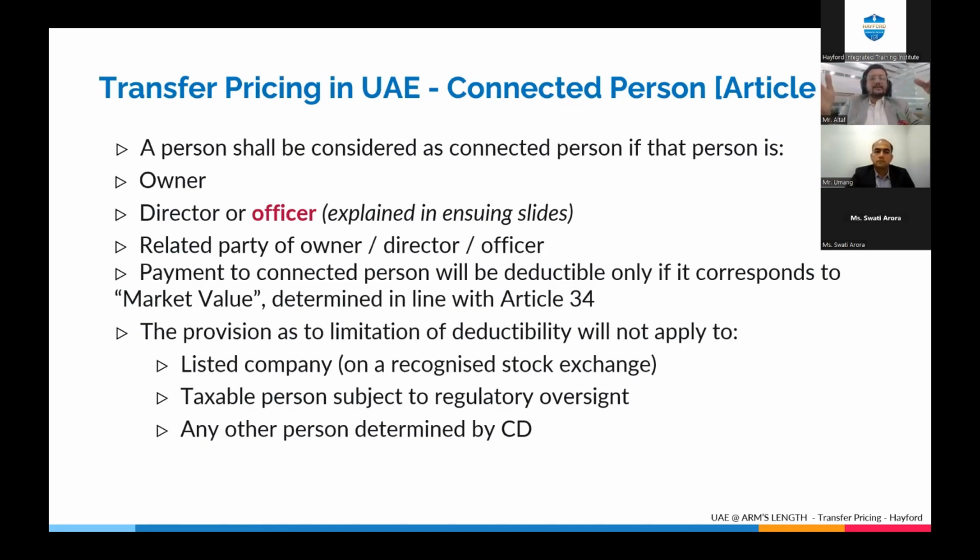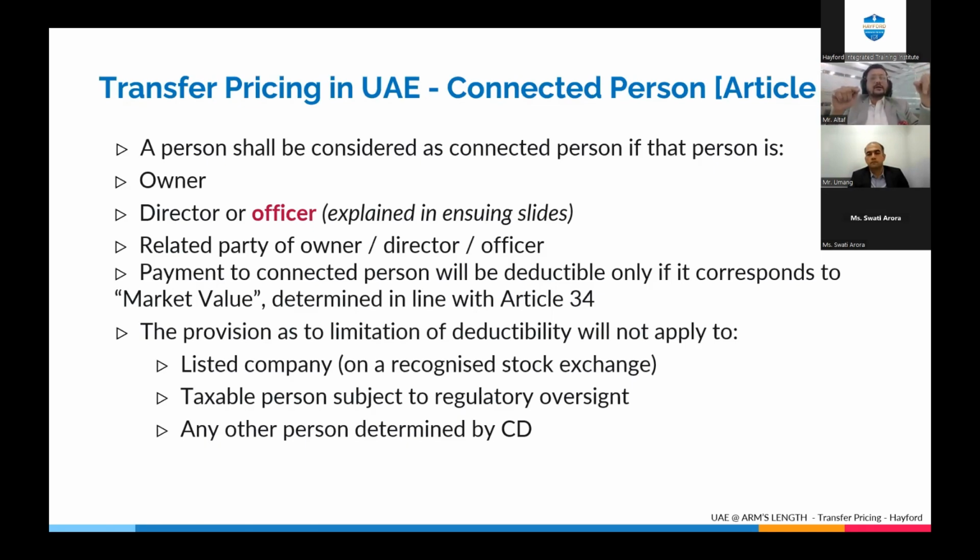Payment to connected persons, just like payment to related parties, must be at arm's length value. It should reflect the market value, as explained earlier. The provision on limitation of deductibility will not apply to listed entities, taxable persons subject to regulatory oversight, or any other persons determined by Cabinet Decision. Why have listed companies been kept out, or for that matter those entities subject to regulatory oversight? Listed, everybody knows. Listed entities are those listed on the Abu Dhabi Stock Exchange, Dubai Financial Market, or Nasdaq, right? That is a listed company.